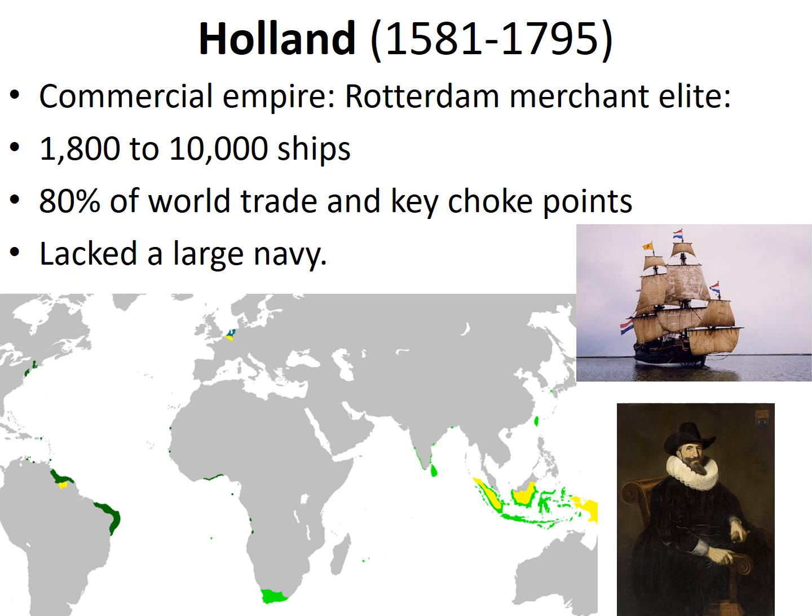So you can see the possession of the East Indies, what is today Indonesia, which was very important for the Dutch because of the spices that it brought in, as well as many other parts of the world. Some of it, like New Amsterdam, later became New York when it was captured by the British after 1713.